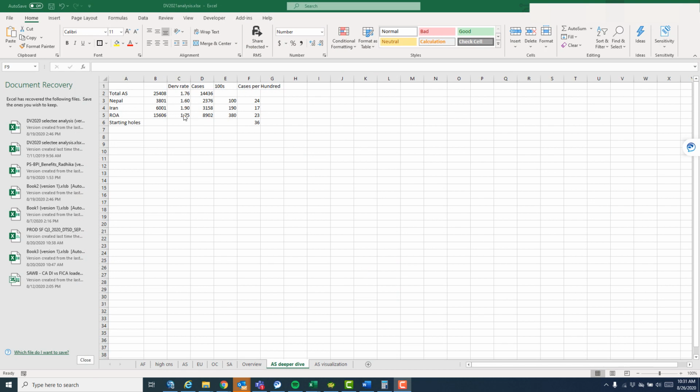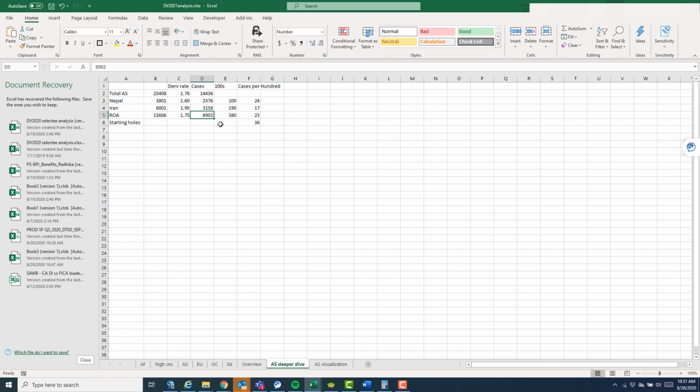Okay, so now we understand the derivative rates and we understand how many people we have, and therefore how many cases. And these are approximations. Obviously, I don't know this for a certainty, but I've based the Nepal and Iran numbers on the previous results there, based on the number of entries, and calculated those two numbers. And assuming my 14,436 number is accurate, that would mean that the rest of Asia has 8,902 cases. Again, these numbers are approximations, guesses, so I can't be 100% sure of that.